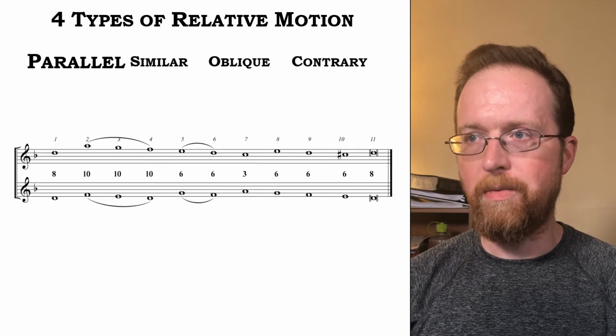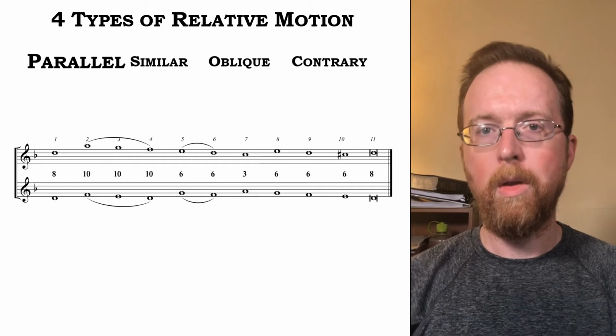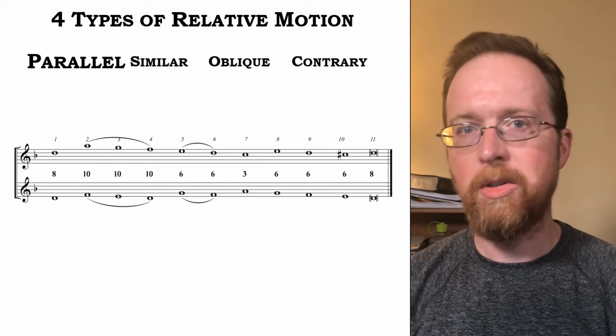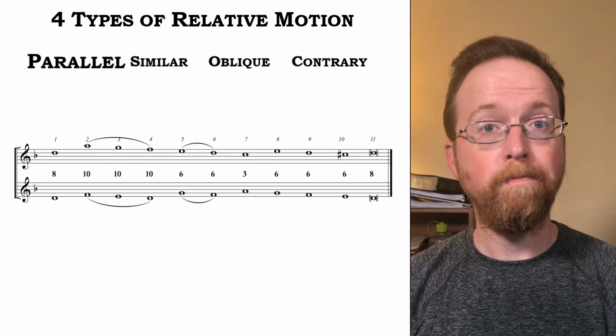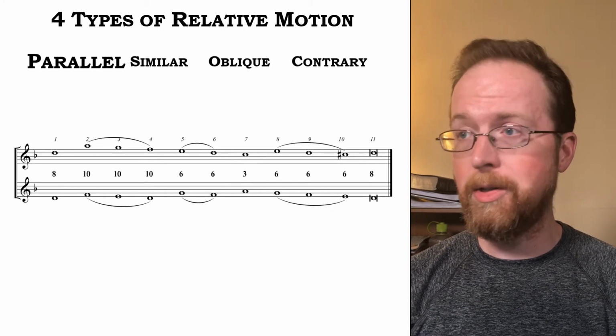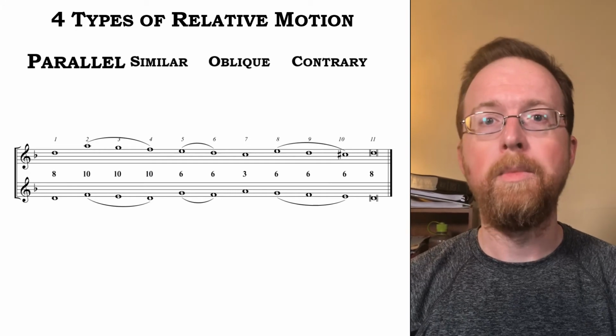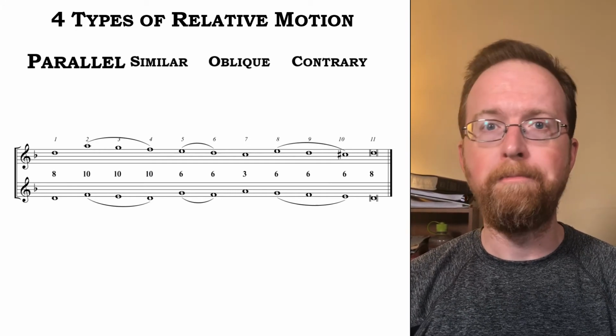How about measures 5 and 6? We're moving in parallel sixths. Any more? Yeah, measures 8, 9, and 10 use parallel sixths as well. So a lot of parallel motion here.